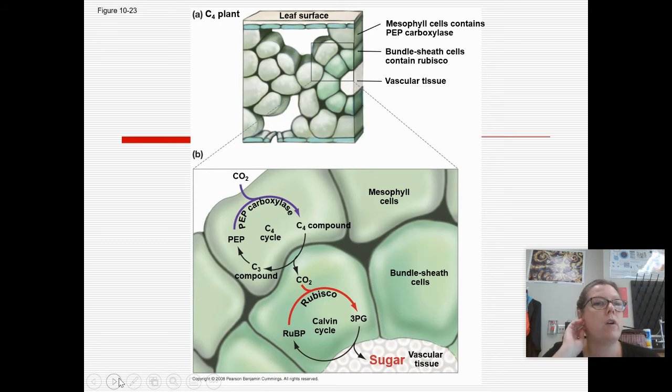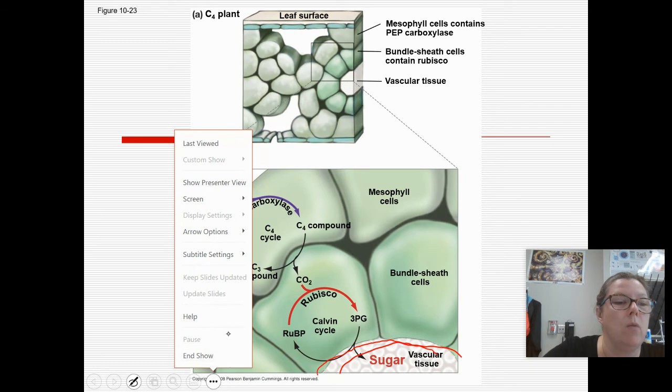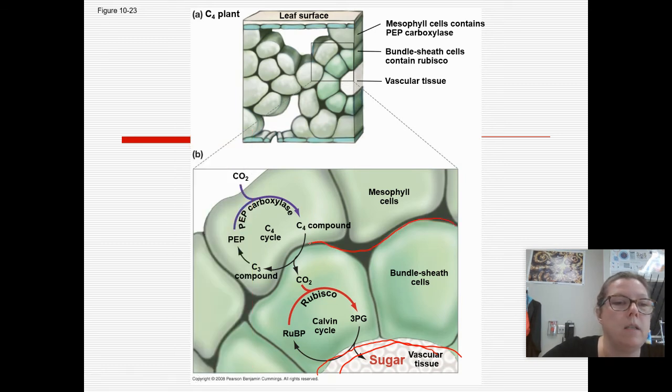All right, so here is a C4 plant. Here's the vascular tissue right in here, and then this layer of cells right here is the bundle sheath. This is the bundle sheath right here. These are bundle sheath cells right there. And these cells in here are where the Calvin cycle is taking place. So this is that layer.